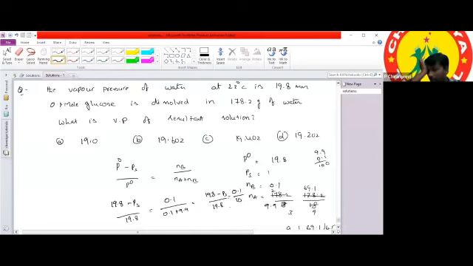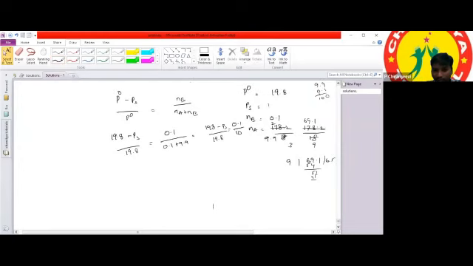10 power minus 2 we can write. Can write or not? Okay, now we can simplify this one. Here, 19.8 minus of PS is equal to 19.8 into, in this one you will get 10 power minus 2, into 10 power minus 2.